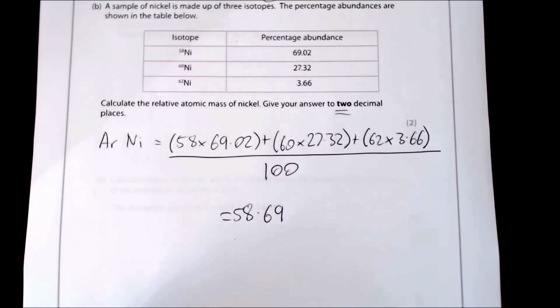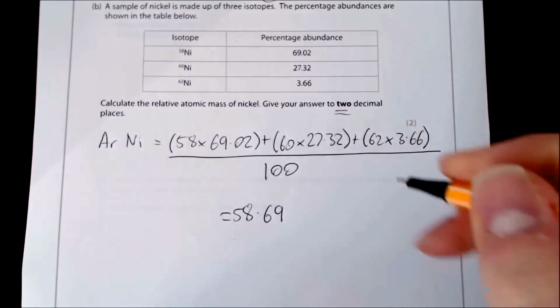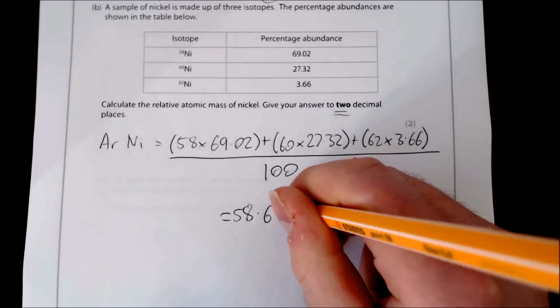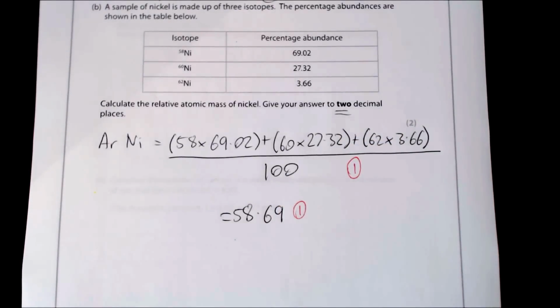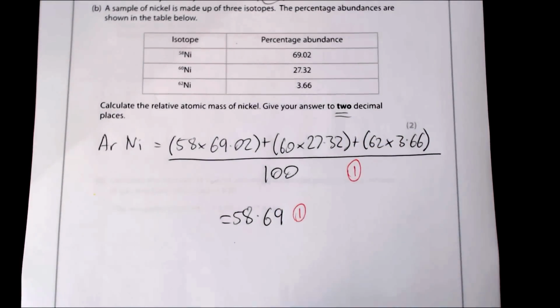There you go. And you get 2 marks for this. You get 1 mark, obviously, for writing your equation at the top here. And you get 1 mark for your final answer. So it's 2 marks. So it's not too bad. Okay. Right. The next part.